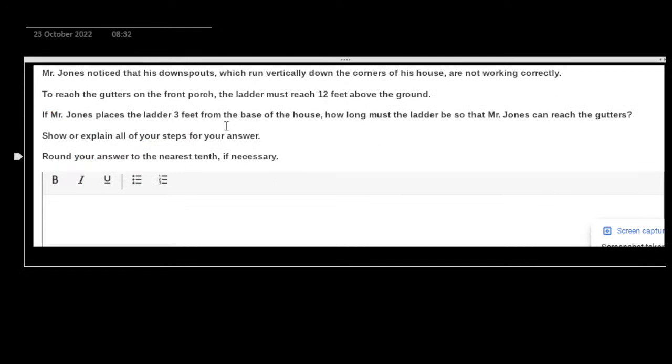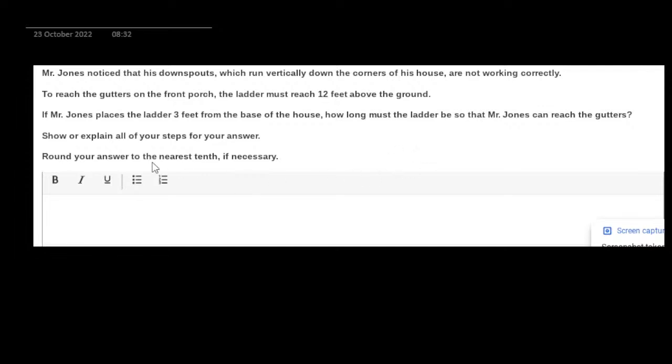Okay, units. Mr. Jones noticed that his downspouts, which run vertically down the corner of his house, are not working correctly. To reach the gutter on the front porch, the ladder must reach 12 feet above the ground. Mr. Jones placed the ladder 3 feet from the base of the house. How long must the ladder be so that Mr. Jones can reach the gutter? Show and explain the steps of your answer.